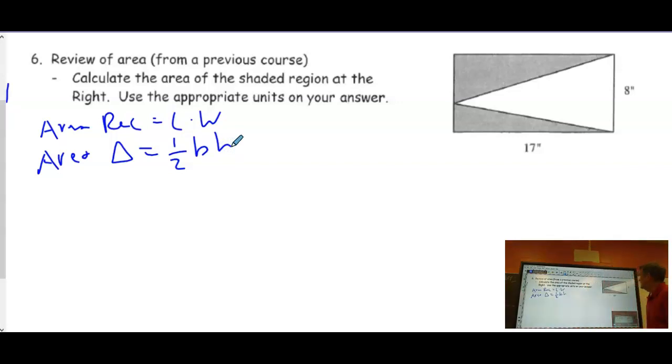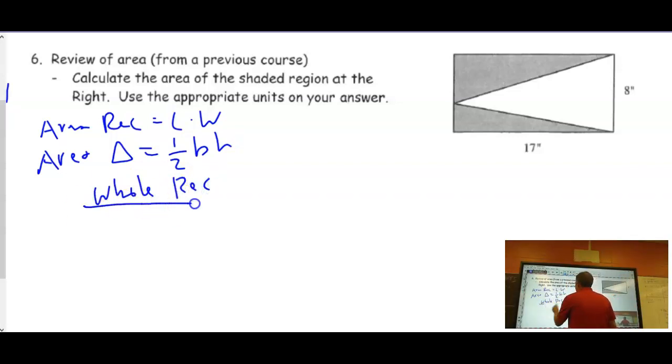We need to figure out the area first of the rectangle. All right, so the whole rectangle has an area of 17 times 8. That is 80 and 56, which is 136.